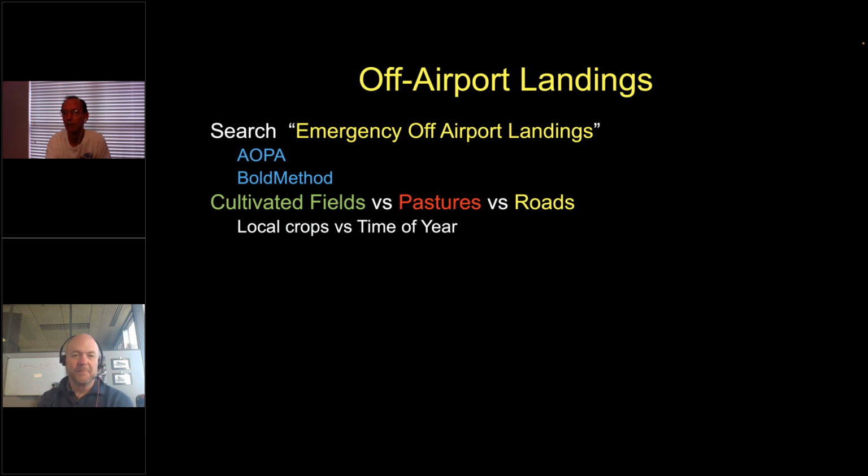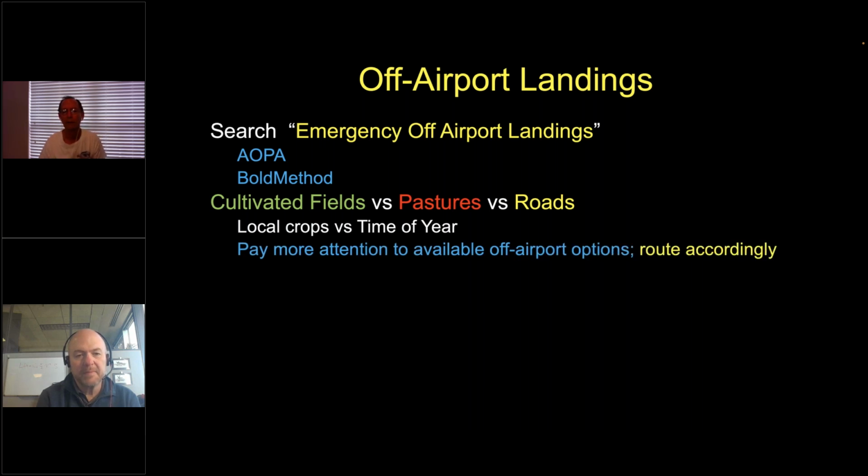The crops are kind of small, but later on, some of those 2 and 3 inch crops become 8 and 10 foot crops. Still survivable, but if you've got an option between that and maybe a soybean field next to it, or a recently harvested wheat field, it pays to pay attention to what's going on agriculturally over areas that you're going to fly. In general, you just want to pay more attention to your available off-airport options and route accordingly. So as glider pilots, we don't fly over large forested areas. We don't fly over large bodies of water because the landing options are just not very good there.